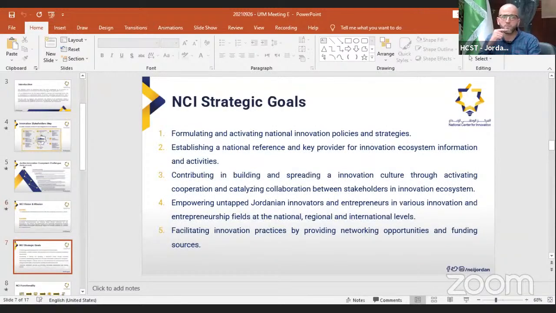The strategic goals for the NCI in general are formulating and activating national innovation policies and strategies, establishing a national reference, contributing to building and spreading the innovation culture in the ecosystem, empowering untapped Jordanian innovators in all Jordan, and facilitating innovation practices by providing networking opportunities and funding sources.